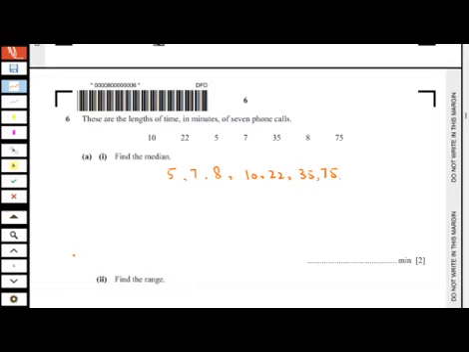Median is basically the middle value. So there are 3 values on the left side and 3 values on the right side, and the middle one is 10. So the answer is 10. The median is 10.